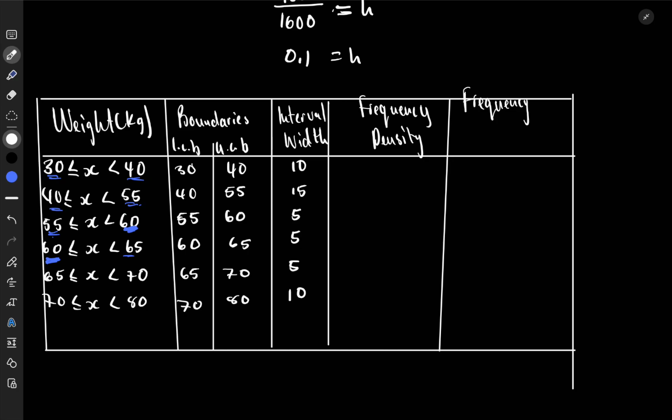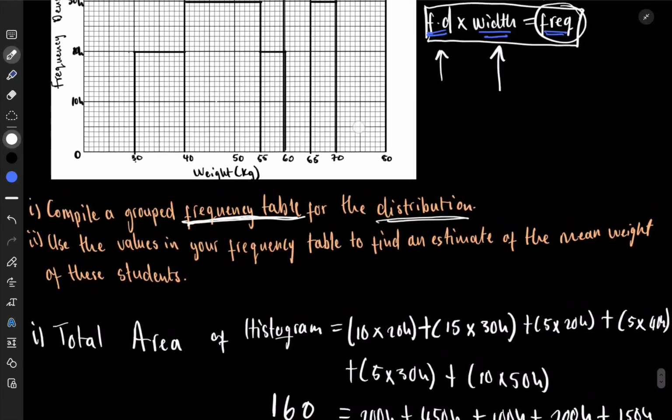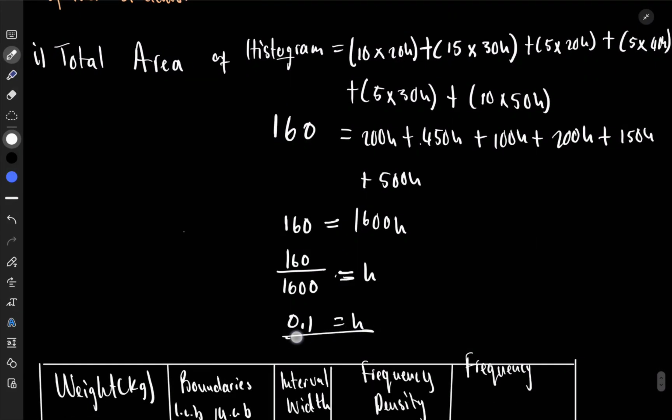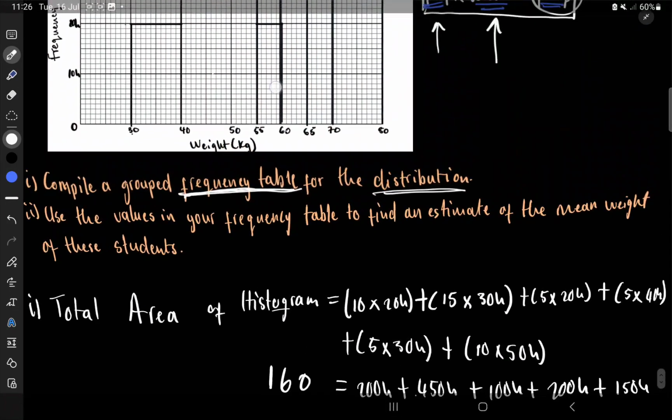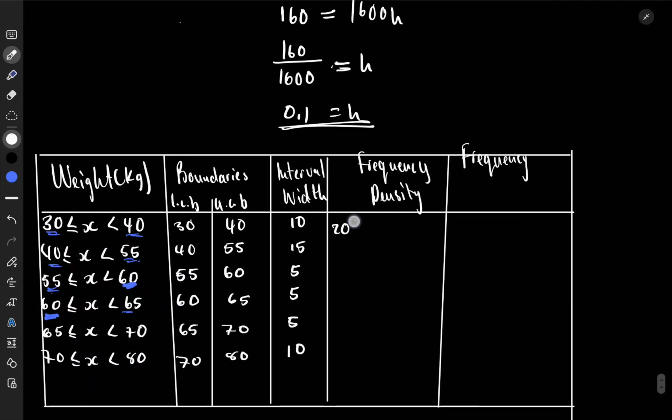Then now I can get the frequency density. What is my frequency density? Now I'll be just going through all the things. Remember, my frequency density here was in terms of H. Now I know what H is. H is 0.1. So I can get it. For the first one, it was 20H. So in here, I can say it will be 20 times my H, which is 0.1, which would give me 2.